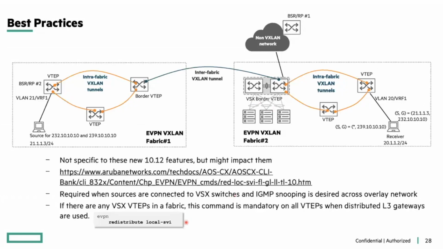Another reminder. So we distribute local SVI. This is required when sources are connected to VSX switches and IGMP snooping is desired across the overlay network. If there are any VSX switches in the fabric, this command is mandatory on all VTAPs, even the standalone VTAPs here. So enable this command if you want to do IGMP snooping across the overlay network, across a single fabric.